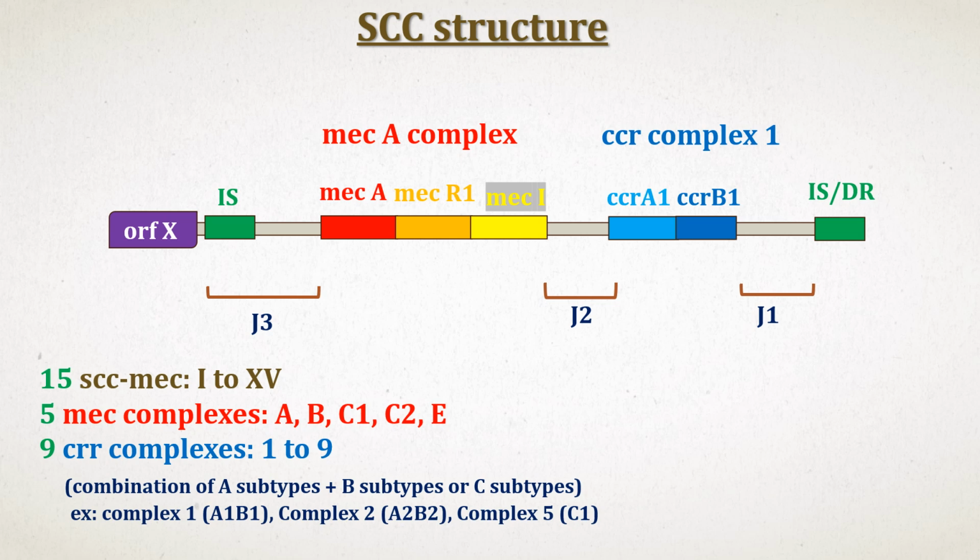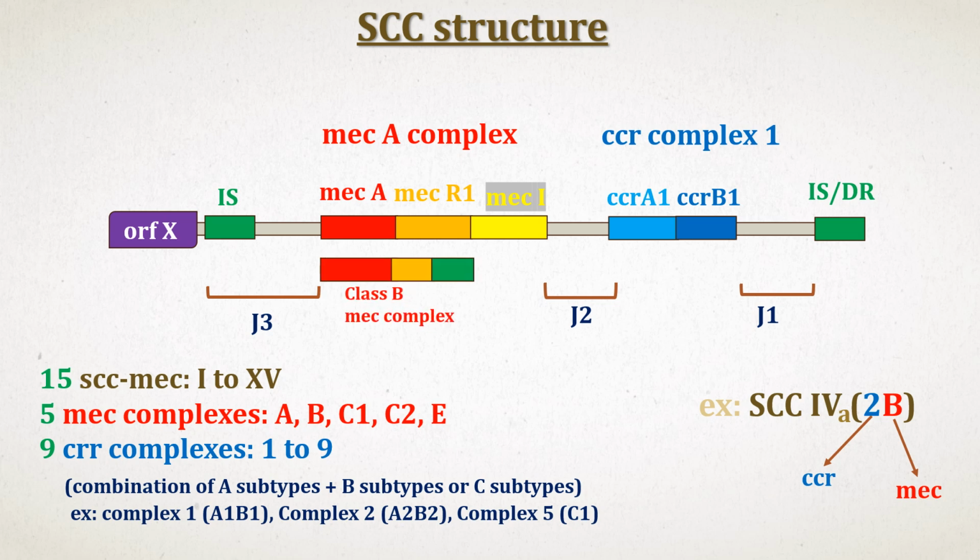Now let's have an exercise to check how to interpret an SCC type. In this example, we have SCC type 4 in Roman numerals. Between brackets, it's written 2B. 2 refers to the ccr complex type 2, which is composed of A2 and B2 genes. And the letter B refers to the mec complex, mec B complex. And according to the J areas, this SCC is subclassified into type 4A, small a.